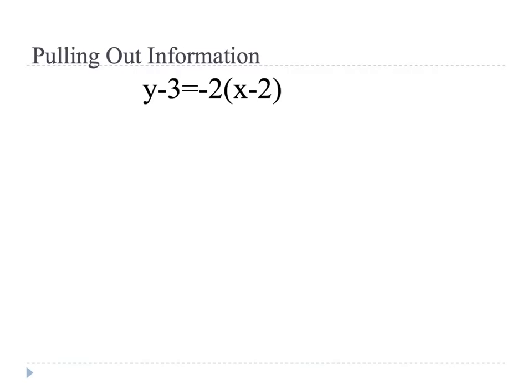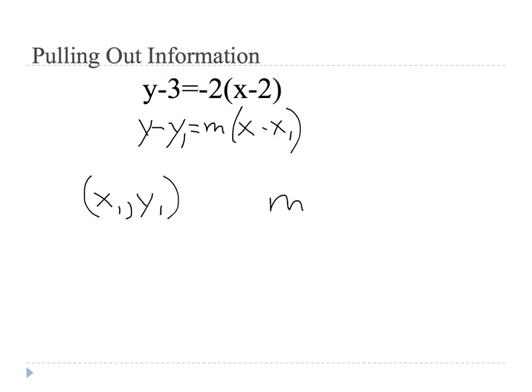So here's an equation of a line in point-slope form. Y minus 3 is equal to negative 2 times x minus 2. We're going to pull information from this. We know when it's in point-slope form that we have a point and a slope. And point-slope form is y minus y1 is equal to m times x minus x1. So if we look at the equation given to us, all we need to do now is pull out the information. We want to pull out the point, our x1, comma y1, and our slope, our m.